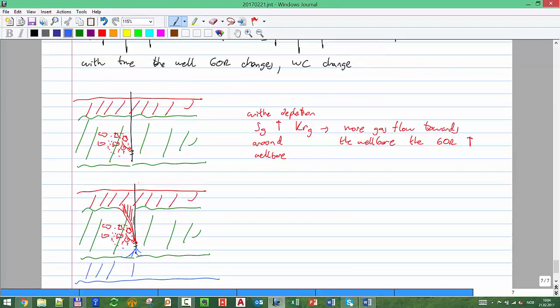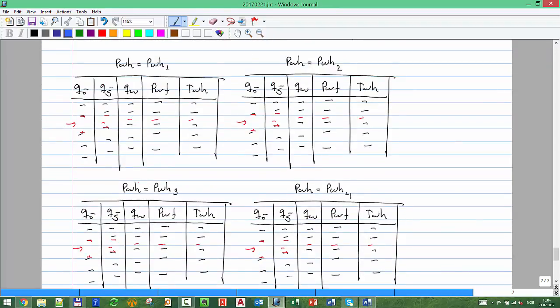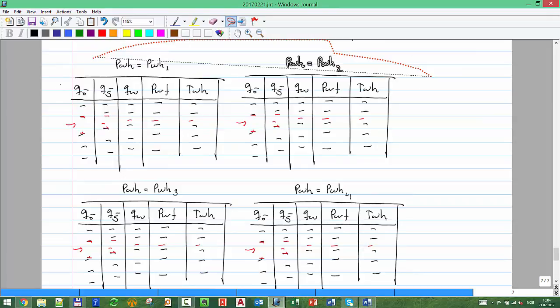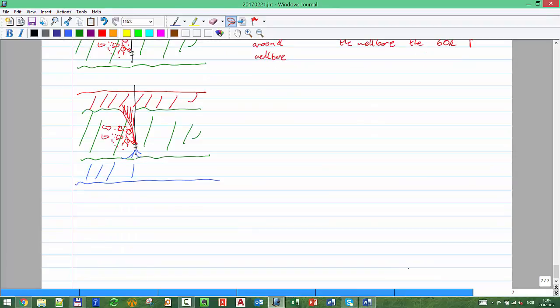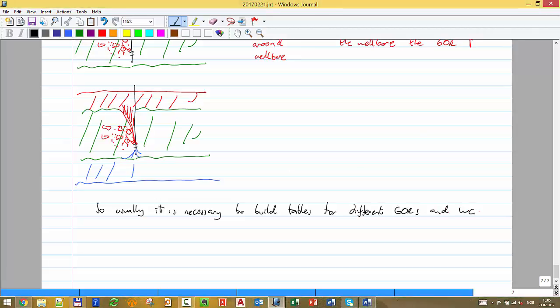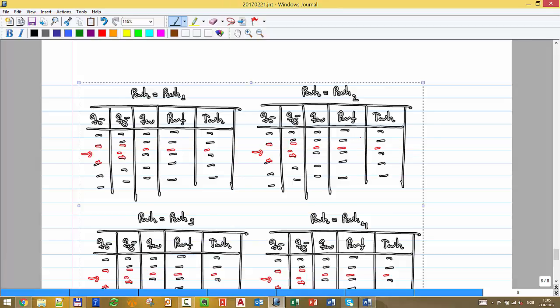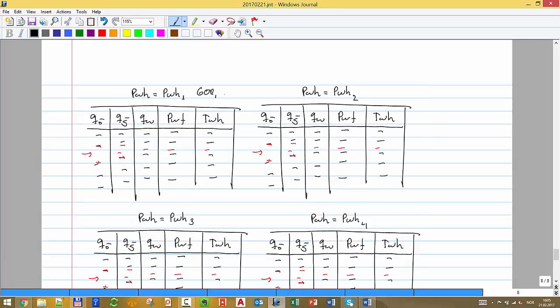So in that case, the GOR and the water cut change, and in that case, I have to make tables not only for different wellhead pressures. Let's put it here. So usually it is necessary to build tables for different GORs and water cuts. And then the table becomes really big and big. So that will be for a GOR 1, water cut 1.